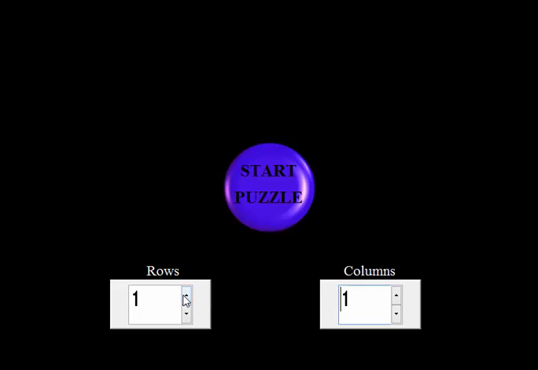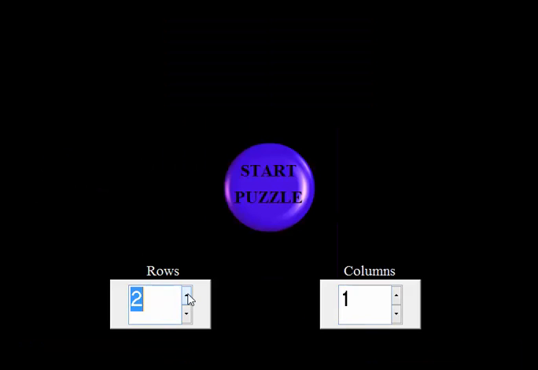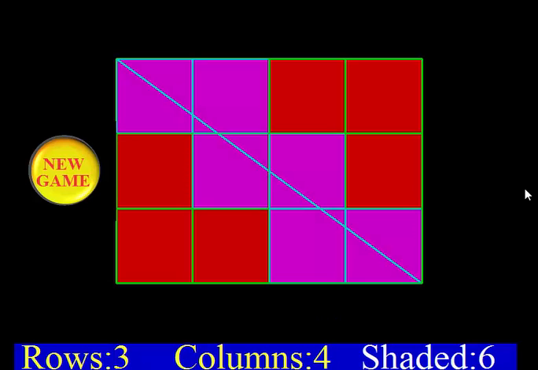What if we had 3 rows and 2 columns? 4 squares. What about 3 rows and 4 columns? 6 squares. Can you see a relationship between the number of rows and columns and the number of squares passed?